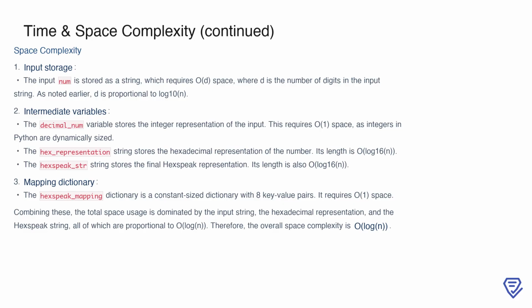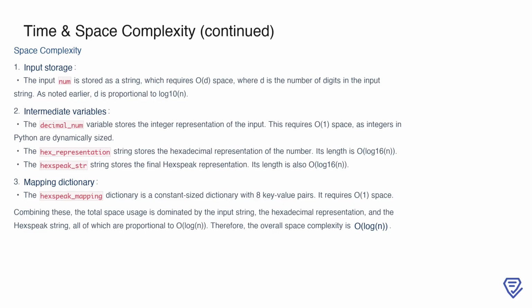Analyzing the space complexity, the input string number requires storage proportional to its length, which is O(d), where d is the number of digits in the input. As previously mentioned, d is proportional to log10 n. Then, the decimal_number variable holds the integer representation of the input. In Python, integers are dynamically sized, but the space required for a single integer is negligible and considered O(1). The hexadecimal representation of the number is stored as a string, with a length proportional to O(log16 n).